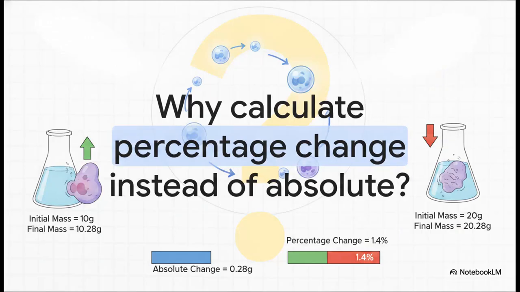But hold on, before we go declaring victory, we need to ask a highly critical, analytical question. We've got our raw mass changes, sure, but why in the world of biology must we calculate the percentage change in mass rather than just using the absolute mass change? Like, why not just say, hey, it gained 0.28 grams and call it a day? Why is that raw number just not good enough for our investigation?